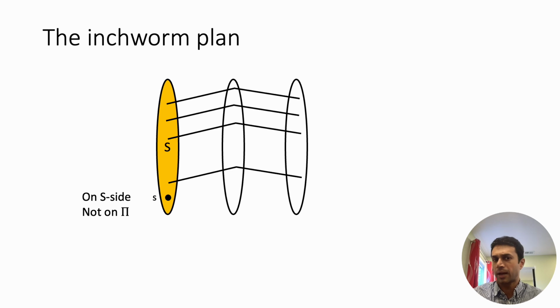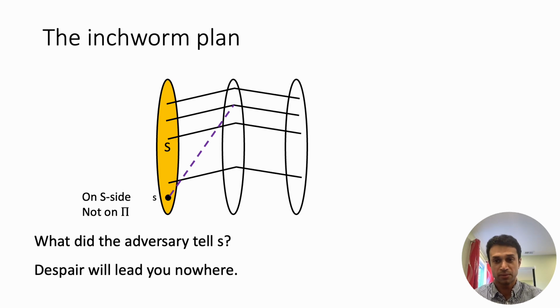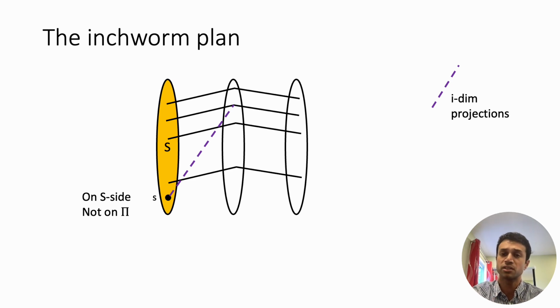And so instead what happens is that when you take some edge, it bumps into the path. And so what did the adversary tell S at this point? It said, despair will lead you nowhere. Okay, let's go back and look at this edge. Let's say this is an i-dimensional projection in the Boolean hypercube, right? So from S, you took this projection and you ended up on the path. This is an i-dimensional projection. Let me go ahead and look at that blue edge, which is just along the path.